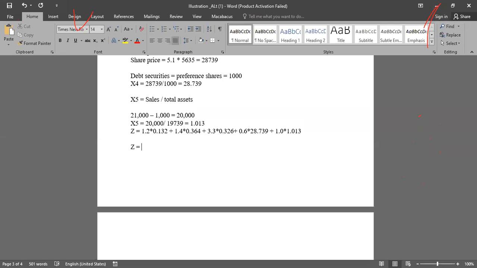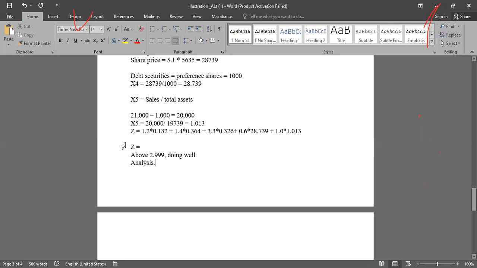So the answer you get for Z is supposed to be above 2.99. If you're above, then you're doing well. What figure are you getting? Then we comment accordingly, or you analyze. So we analyze this, we use the individual X's to comment accordingly.